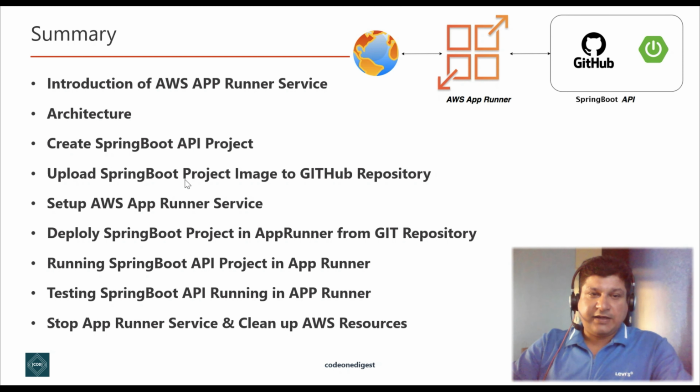Finally, I uploaded my project into the GitHub repository, right? And then I also explained how to set up AWS App Runner service, how to deploy our code into App Runner service, how to run a Spring Boot API project in App Runner service. And finally, we tested our Spring Boot endpoint in App Runner service. And at the end, I explained how to stop our App Runner service and do a cleanup of all AWS resources.